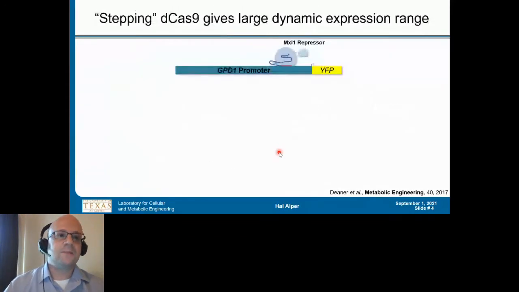So some of the work that we've done in terms of this, what we call stepping of the system, where we can place a dCas9 activator or repressor linked together with a targeting guide RNA to a promoter region.